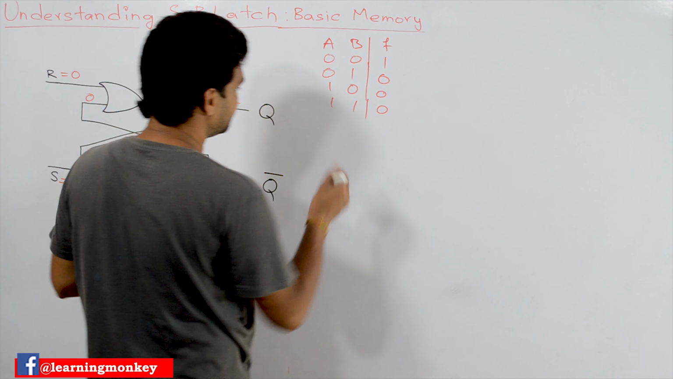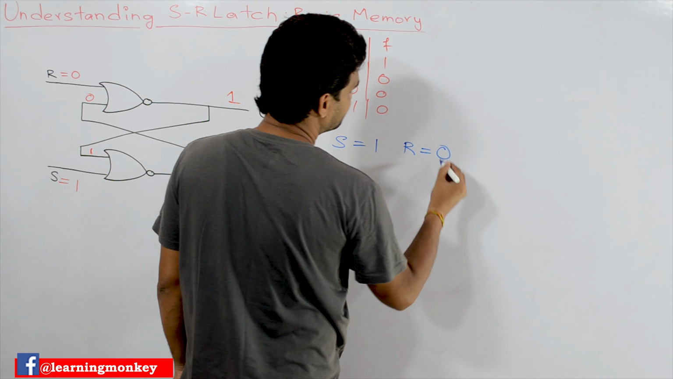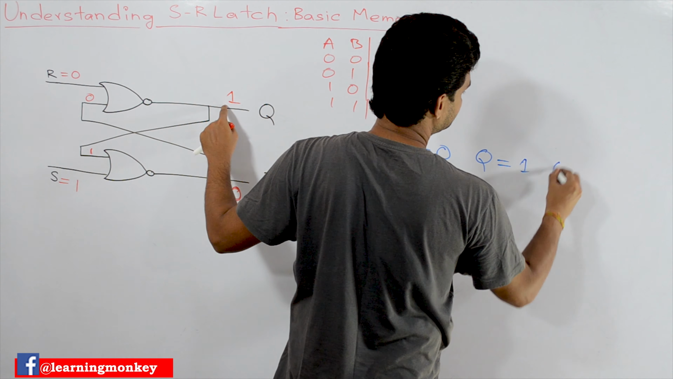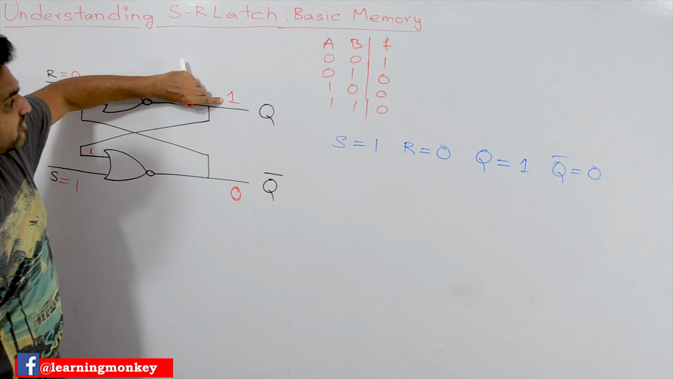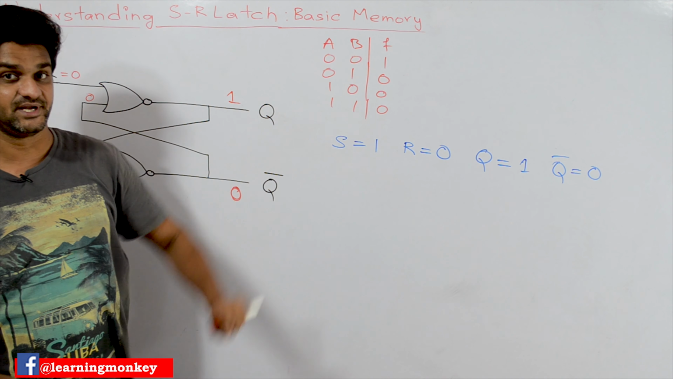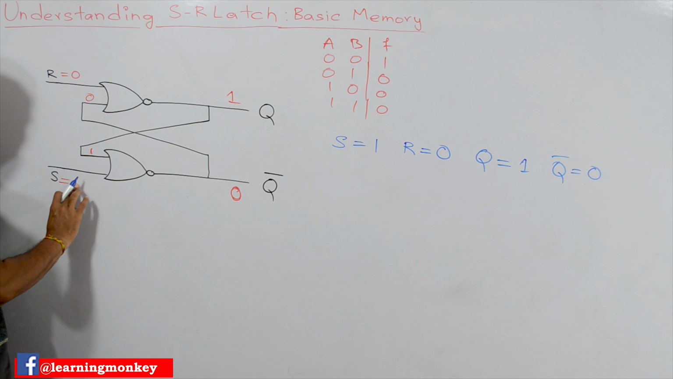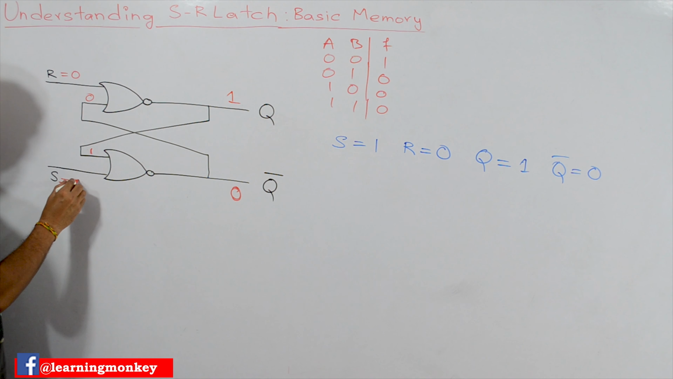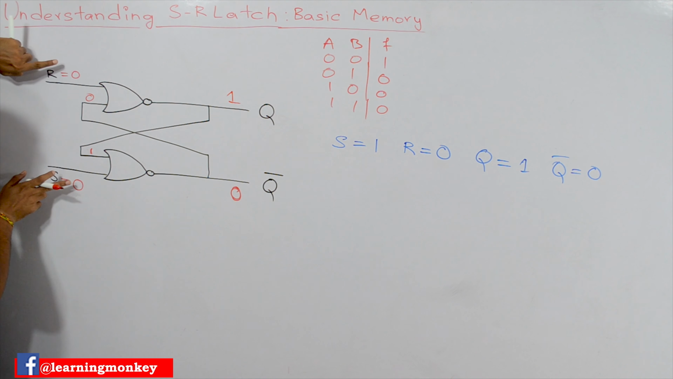So initially, when the value of S is equal to 1 and the value of R is equal to 0, Q will become 1 and Q complement will become 0. See here, the complement of this Q will be produced at Q complement at this output. Now we will try to change the values of the inputs. We will try to make them 0 0, so now the values of inputs are provided here as 0 0.